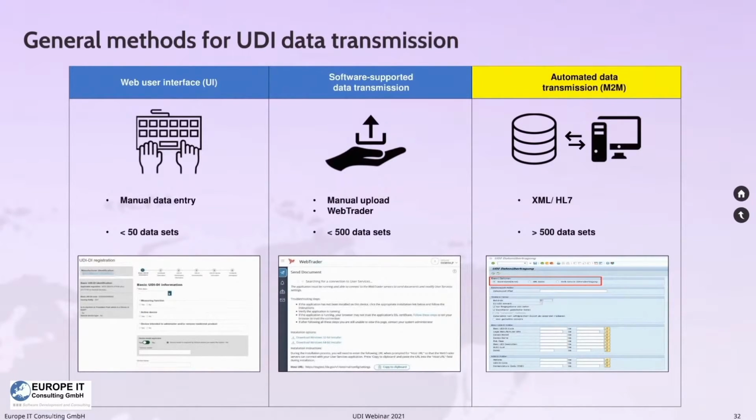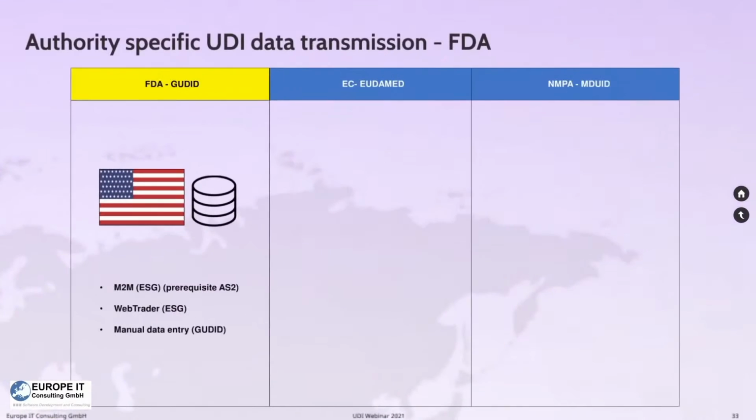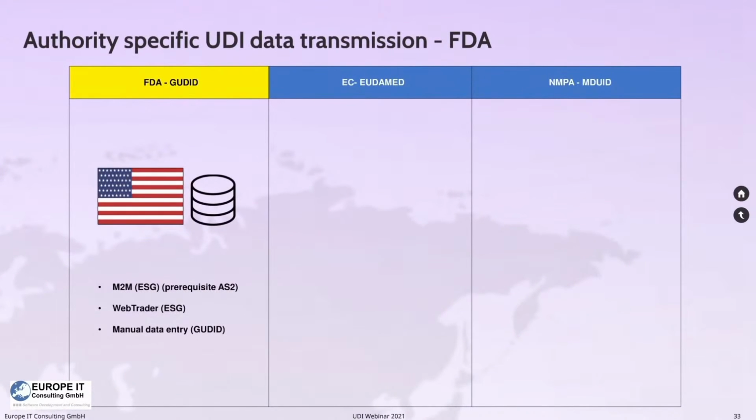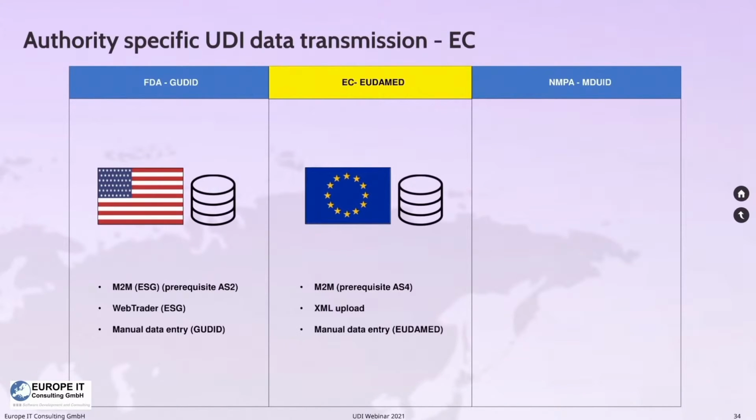The following data transfer options are offered by the authorities. For the FDA, there is an M2M option, but this requires an AS2 connection to be established to the ESG, the electronic submission gateway of the UDI database. Another option is the data transfer via WebTrader, which means uploading individual data records via an XML file. And finally, there is also the option to enter the data manually via a web interface.